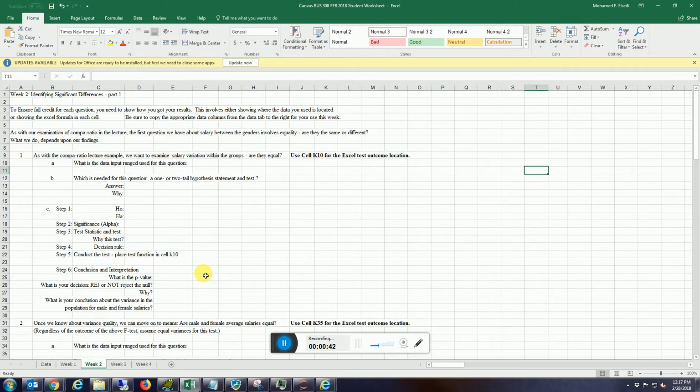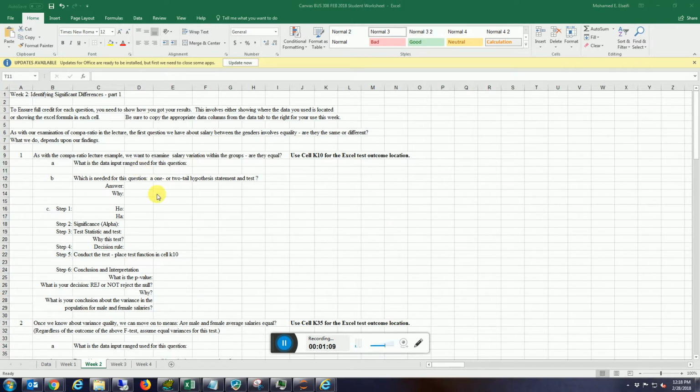So here we want to look at salary variation within the groups. In other words, we want to check if the variance of salaries within the female group is equal to the variance in salary within the male group. So you want to tell if the variability in one group is different from the other group.